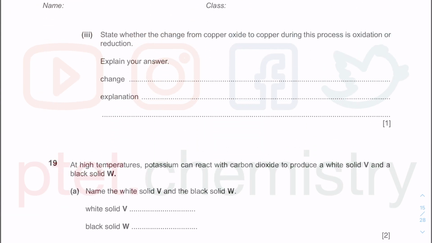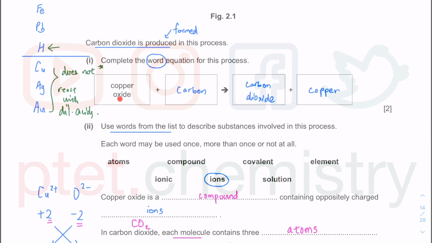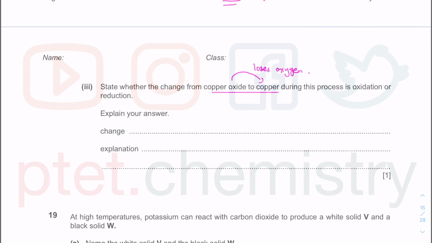In the next topic, we're going from copper oxide to copper. So copper oxide loses oxygen, and then the oxygen is being stolen away by the carbon. So the carbon gains the oxygen, and the copper oxide loses the oxygen to the carbon. Loss of oxygen is reduction. So they're asking, is it oxidation or is it reduction? That is your first part, and explain your answer.